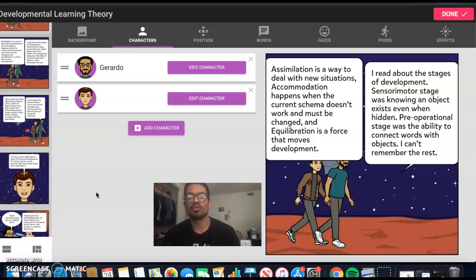And equilibration is the force that moves development. Excuse me, one second. Okay, just wanted to see if it was working.